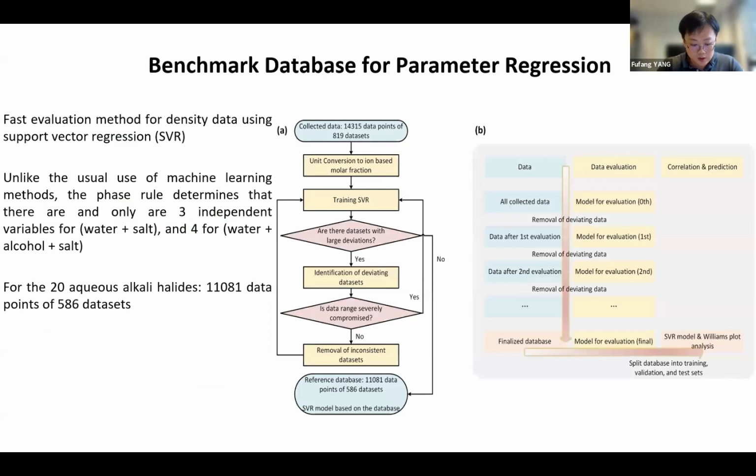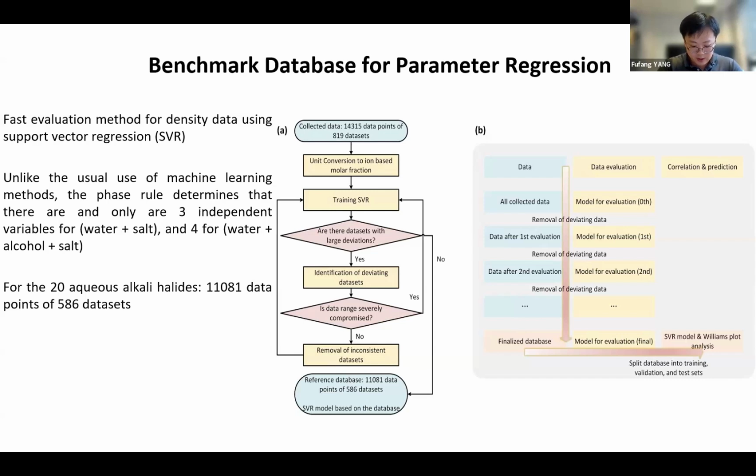The density is also important for the development of SAFT models, but we don't have density from the activity coefficient models. So we used a different approach to evaluate the density data. We just put all the collected density data into a support vector regression model.